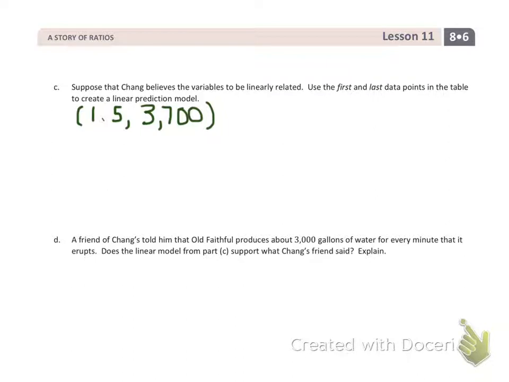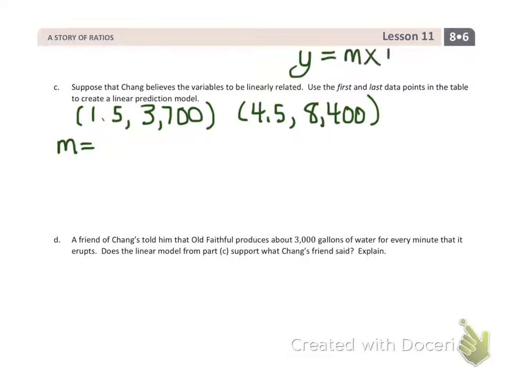Okay, and then for the second point, let's use the last point. So 4.5 minutes, and the eruption was 8,400. Okay, so to find the slope between those two points, remember, I'm going to write this as y equals mx plus b. So I need to find the slope first.